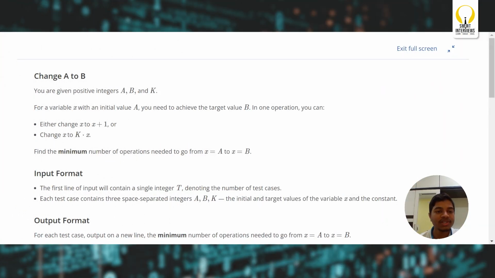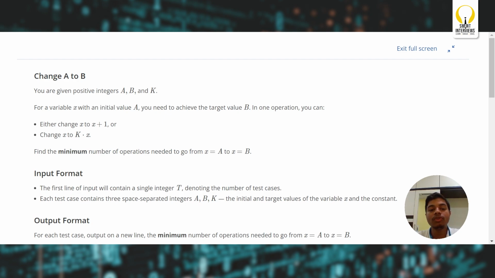Moving to the next problem, change a to b. So you're given positive integers a, b as well as k. For a variable x with an initial value a, you need to achieve the target value b. In one operation, you can either change x to x plus 1 or else change x to x into k. You're supposed to find the minimum number of operations needed to convert the value a into b. So that means you are given two values a and b along with the other value that is k. You're supposed to somehow convert this value a into b with the help of this value k.